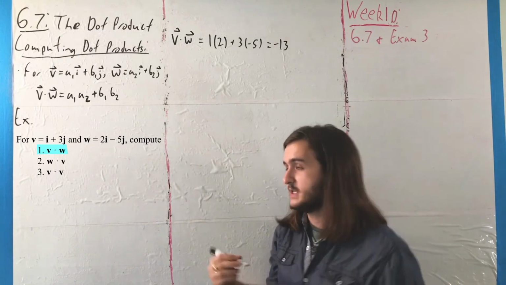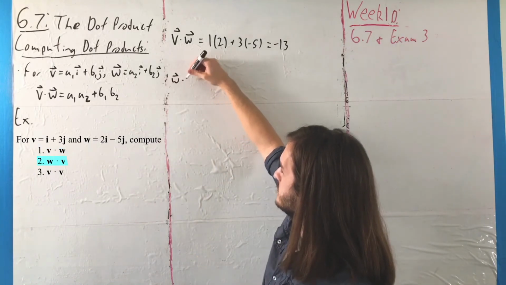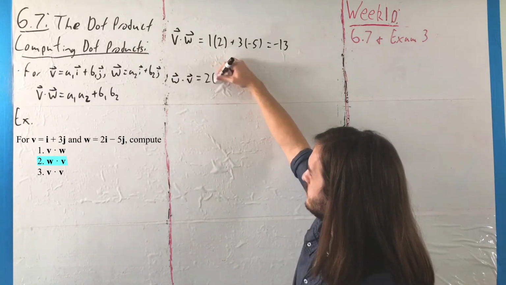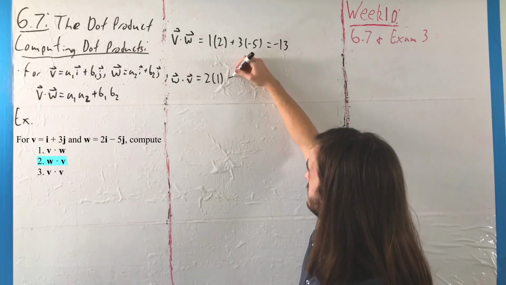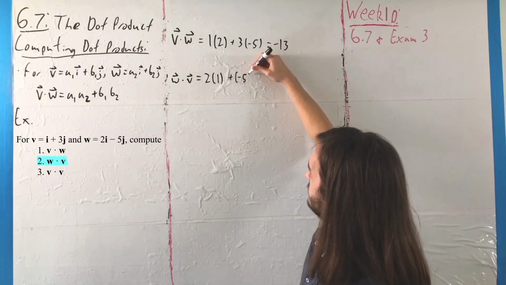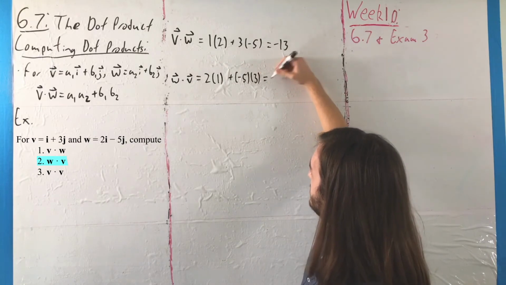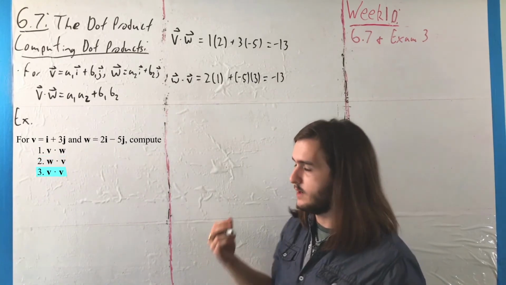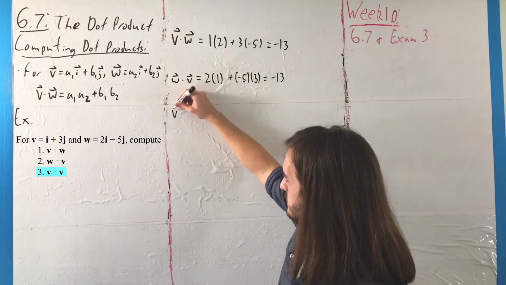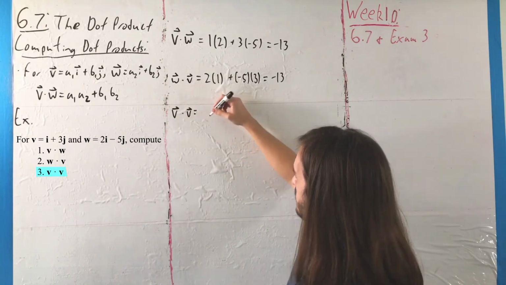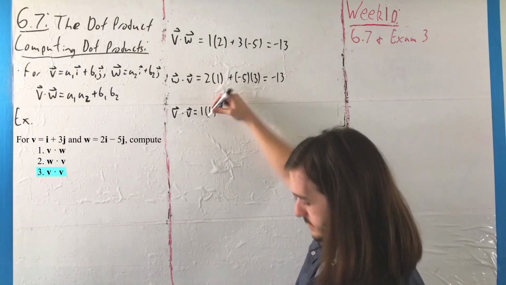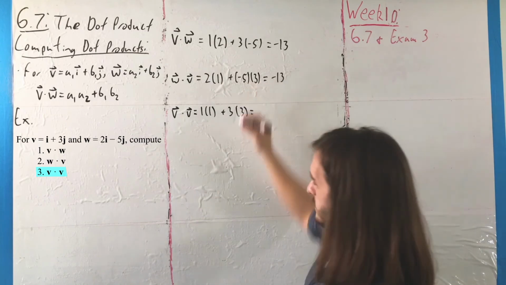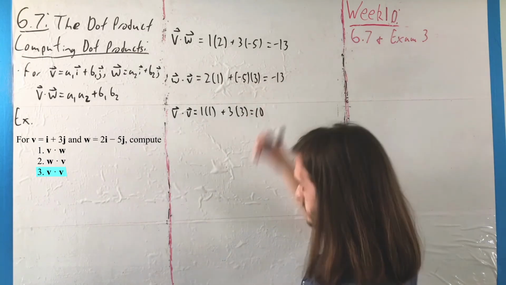And then going in the other direction for the second case, for w dot v, we'll get something very similar, just in a slightly different order. We'll have 2 from w times 1 from v, plus a negative 5 from w times 3 from v, but we'll end up back at negative 13 again. And then finally, for our last case, if we want v dot v, well, we'll have the 1 from the first v times the 1 from the second v, plus the 3 times the 3, get 1 plus 9, or 10.